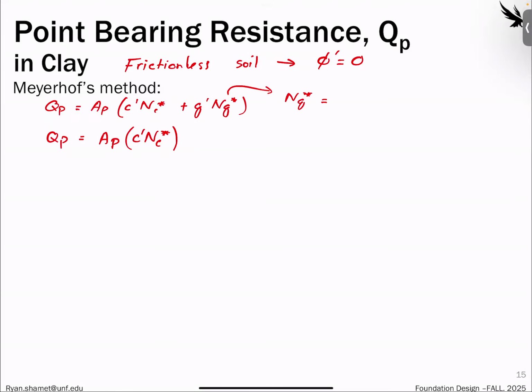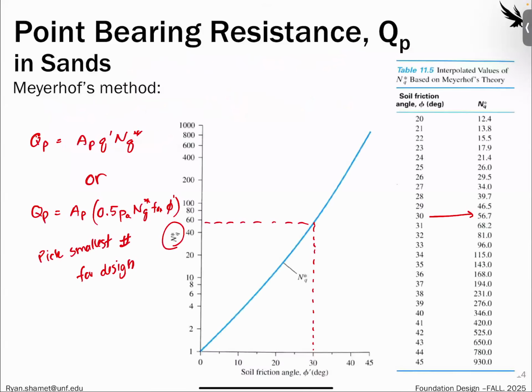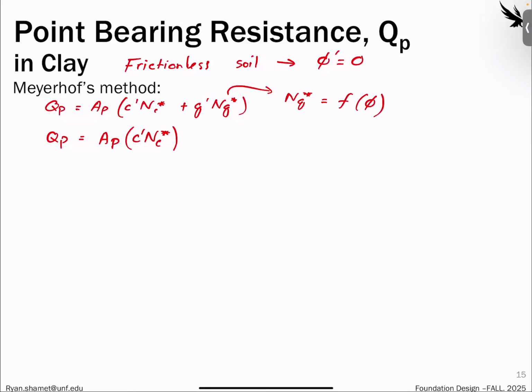this is a function of our friction angle. And if you look back here, when the soil friction is 0, then this is going to be 1. And so the value here is very small. So it doesn't contribute much at all. So with this technique, let me go back real quick.